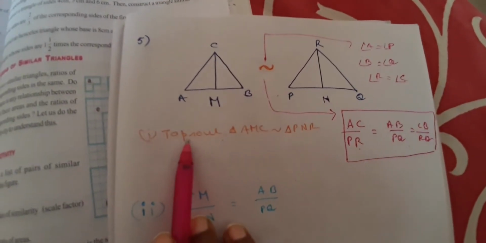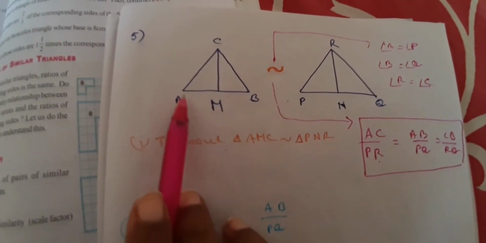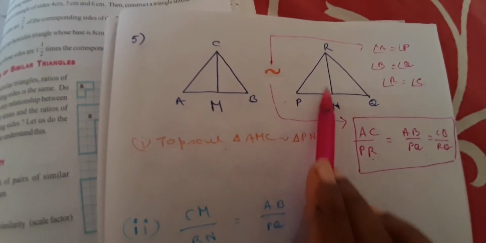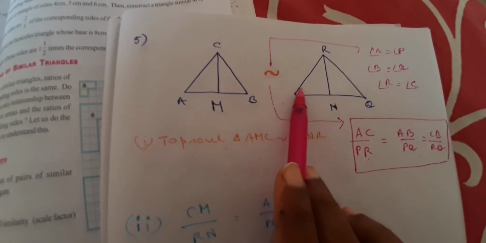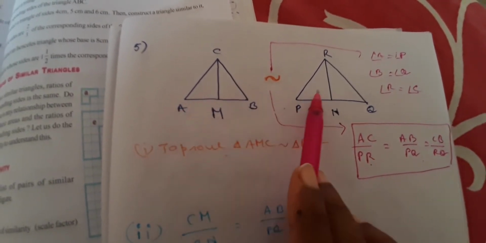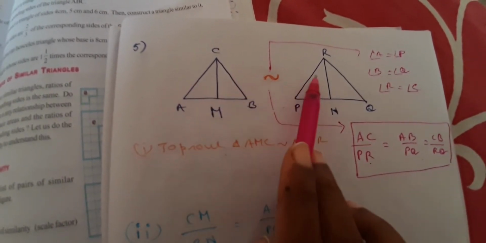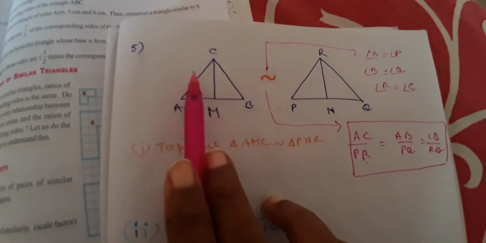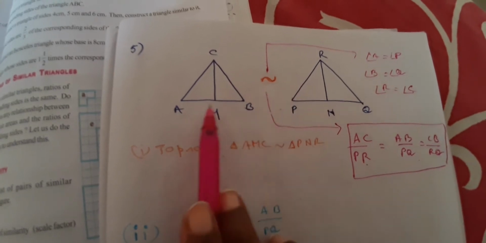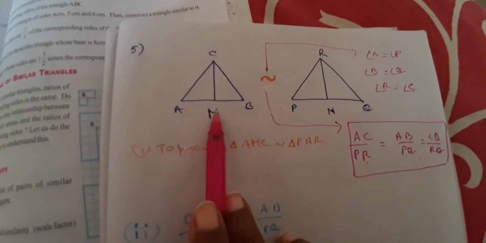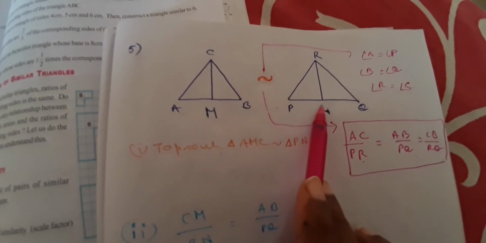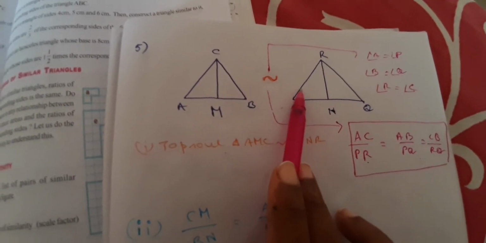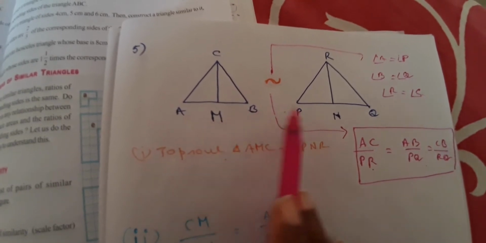Now our job is to prove triangle AMC, which is AMC? This is AMC, is similar to triangle PNR. Very easy, right? See, angle A is equal to angle P. Angles are equal. Now sides are already proportional. AC is proportional to PR, right? So therefore one side condition is satisfied. Now coming to the other one. AM must be proportional to PN. Then automatically these two triangles will be similar. So how do you say that AM is proportional to PN?